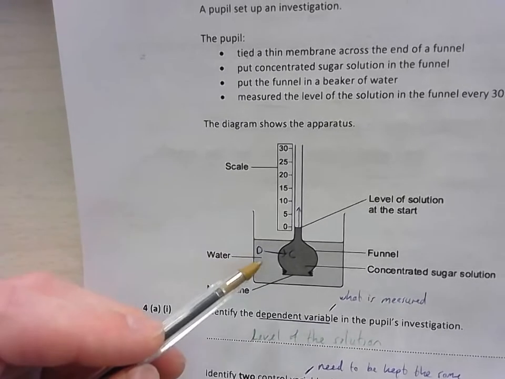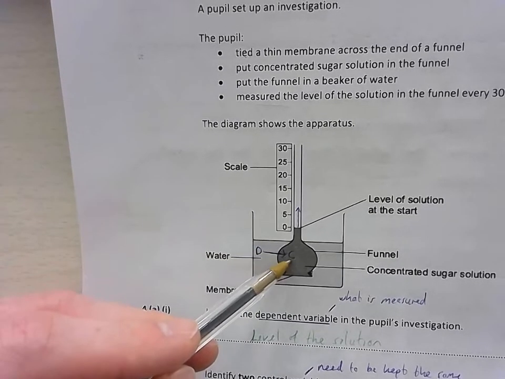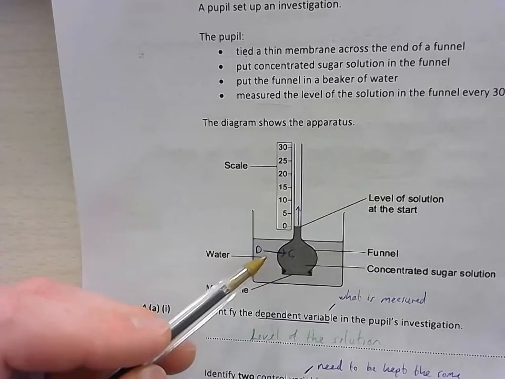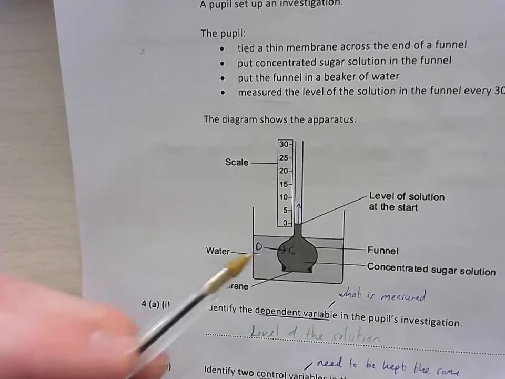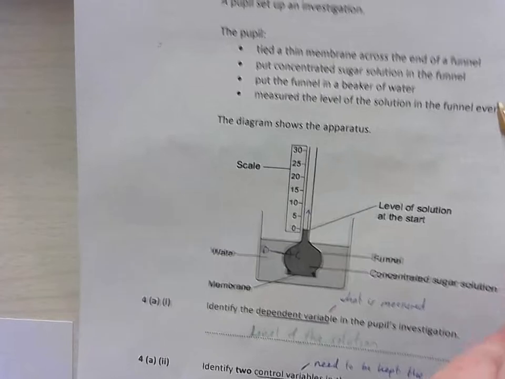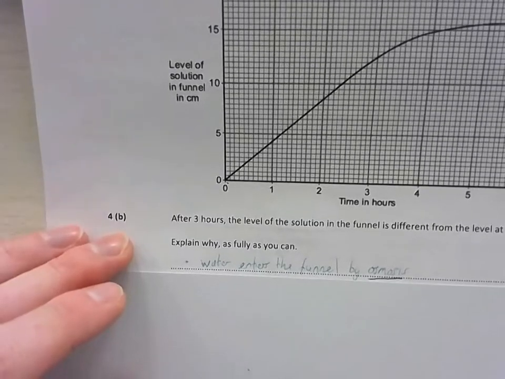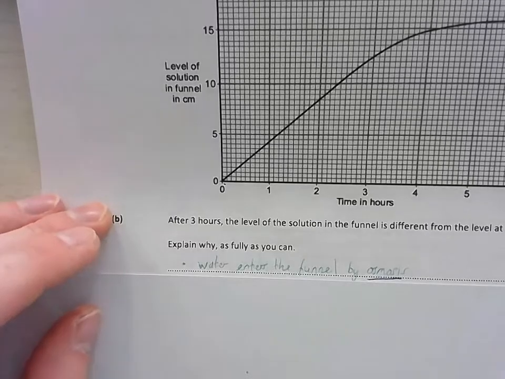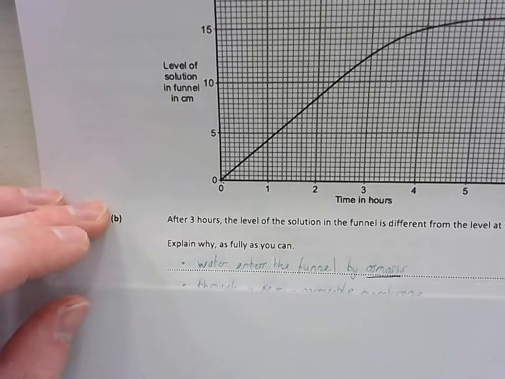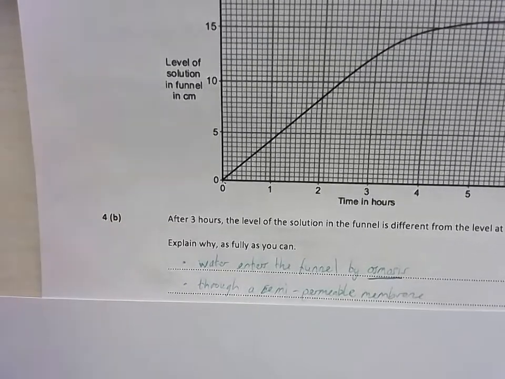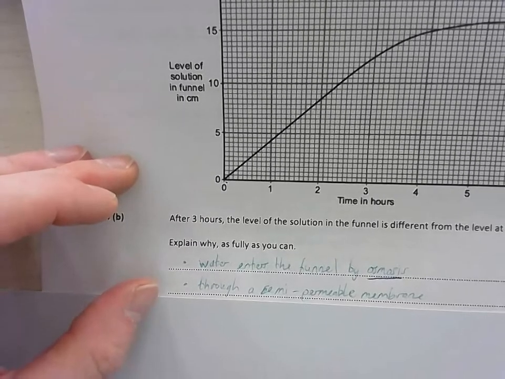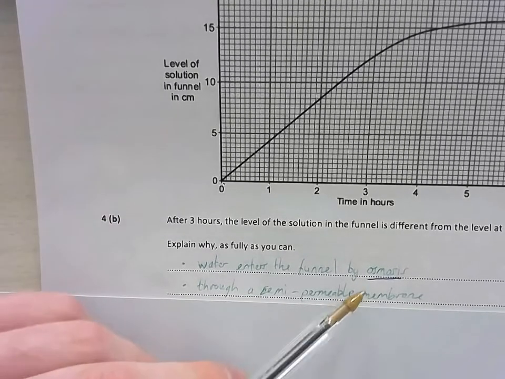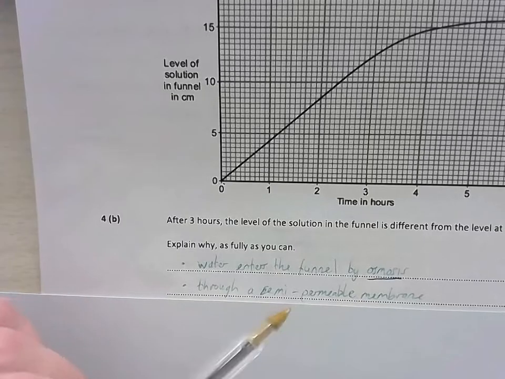So the water is dilute. Inside of the funnel you've got a concentrated solution, so water is going to move inside. So that pretty much gives us the explanation, except for a couple of key terms. So first point, water enters the funnel by osmosis, right? Key, you must mention that it's osmosis, that's the process. Second, through a semi-permeable membrane or a partially permeable membrane. Every time we mention osmosis, we can't forget to use that term.